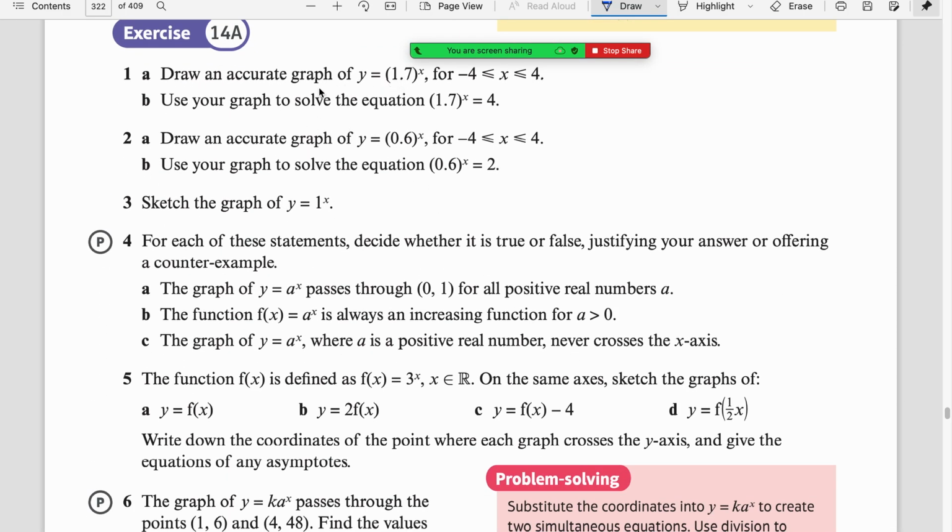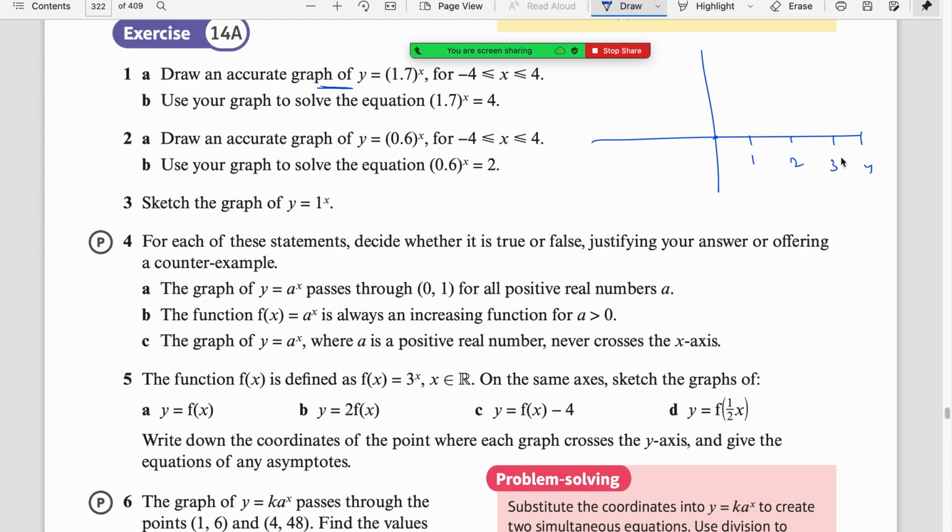Draw an accurate graph of 1.7 raised to power x from minus 4 to 4. If he is expecting an accurate graph, it is on graph paper, labeled on both axes 1, 2, 3, 4, and so on. So 1.7 raised to power x, when x is 0, y is 1. So it intersects at this point. When x is 1, y is 1.7. At 2, whatever it would be, we'll use a calculator and get the exact value. The sketch stays the same. Are you getting it?